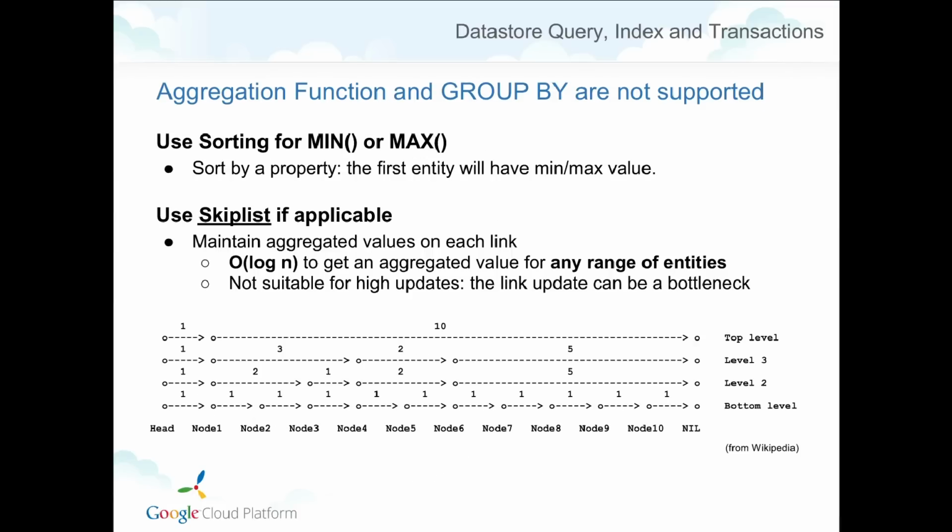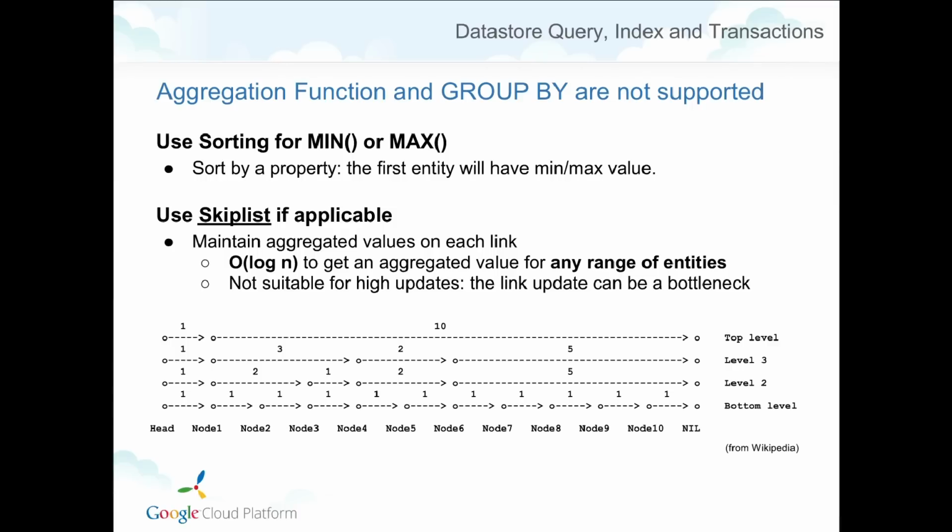Moving on to the aggregation function restrictions, you cannot use the minimum function or maximum function like you have in your relational database. You may want to have a single property and sort it ascending or descending so that you can find the first entity on the index to get the minimum value or maximum value. This technique in Datastore allows you to have an aggregated value, like a count or average, or a maximum, at the order of log n speed, by using a data structure called skip list. Skip list is very similar to a binary or B tree.